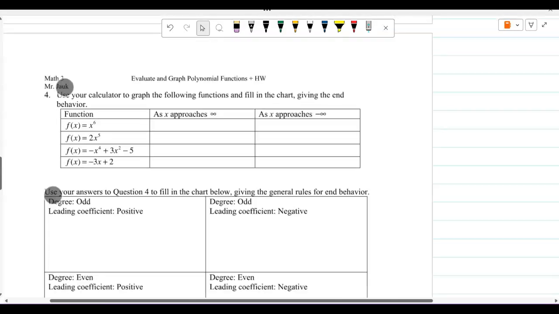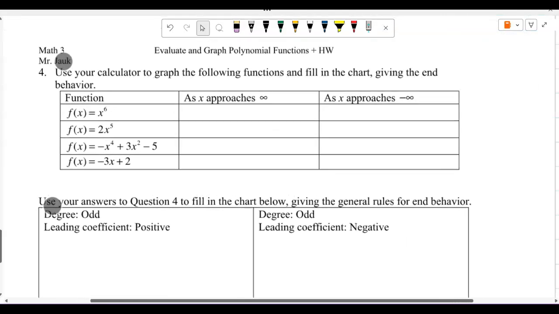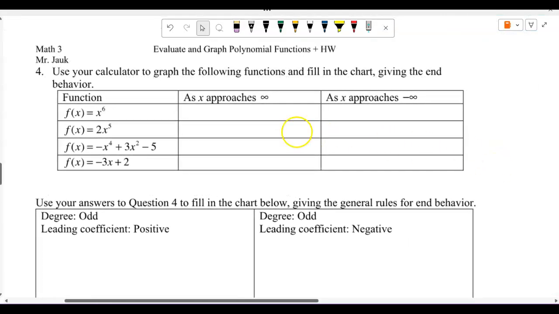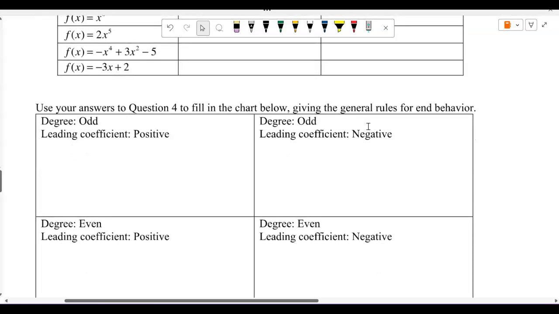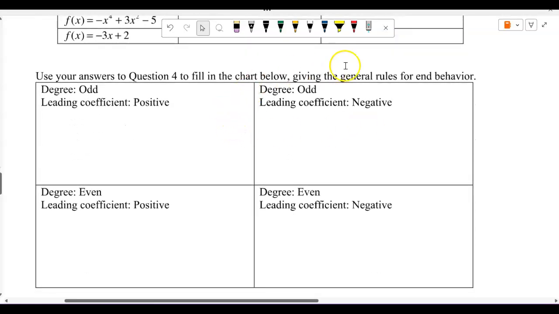So use your calculator to graph the following functions and give the end behavior. So you did this in school? This was easy, no? Okay, now if you do this, you can get general rules for the behavior of the graph. When your degree is odd and leading coefficient is positive, what happens?